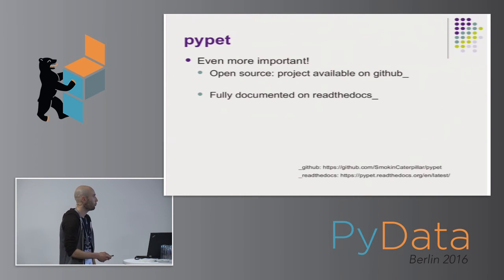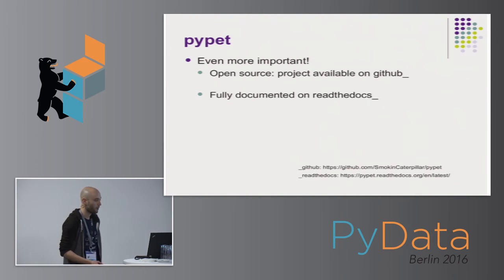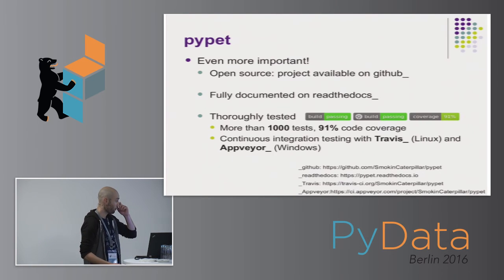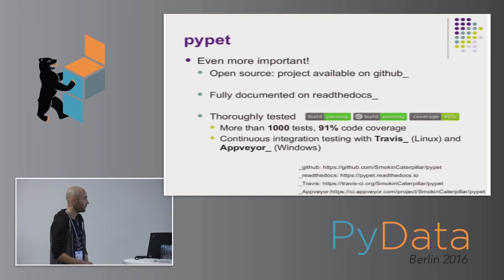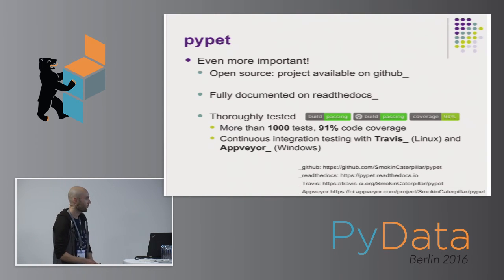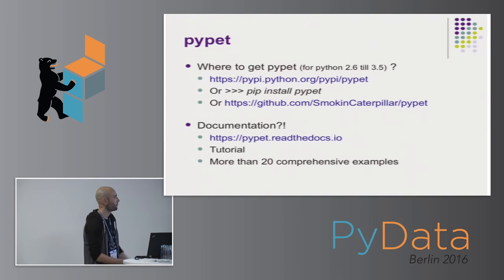And what is even more important about pypet: of course it's open source, it's available on GitHub, it's available on PyPI, and it's fully documented on Read the Docs. And of course, it's thoroughly tested, using Travis CI and AppVeyor, with I can probably say over 90% code coverage and more than 1,000 tests, so it's already quite mature. And that's about it. Thanks.